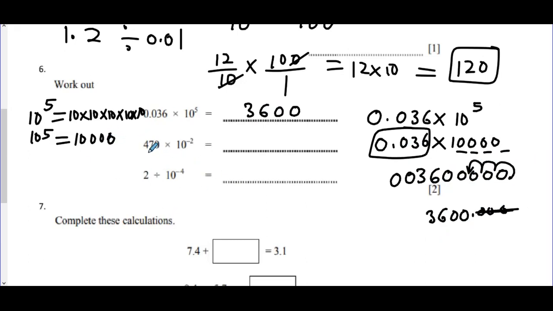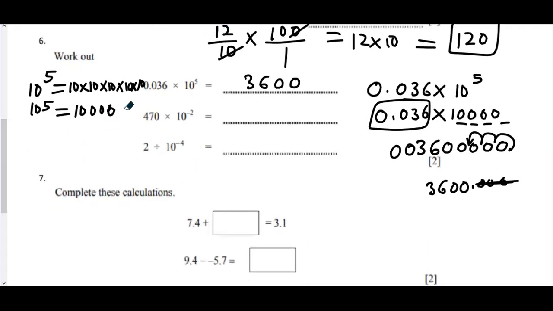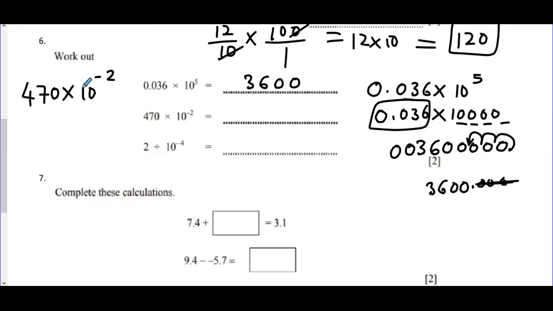And then you do 470 times 10 to the power negative 2. Okay, I can remove this. And then do 470 times 10 to the power of negative 2. Now take care of this. When you have an exponent of negative 2, simply write it as a fraction like this. You're going to have 470 times 10 to the power negative 2 becomes a fraction, which is 1 over 10 to the power of 2.